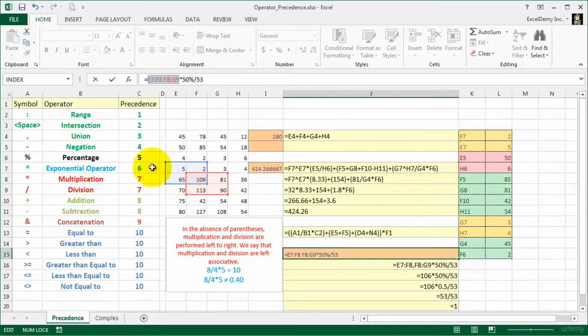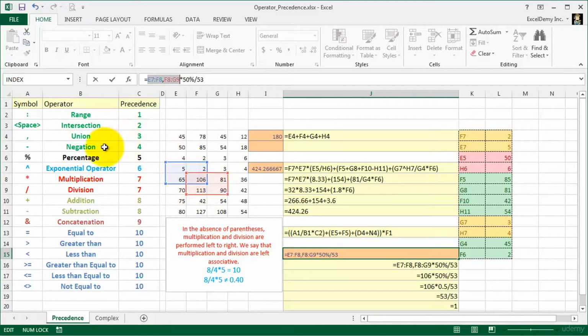The next operator in the precedence list is the union operator, the comma. We shall discuss the union operator in detail later. Just here a little bit about union. If I put a comma in this formula between these ranges and delete the space, then this whole part will refer to these cells: 5, 2, 65, 106, 81, 113 and 90. The combination of these two ranges. This union operator has the precedence level of 3.